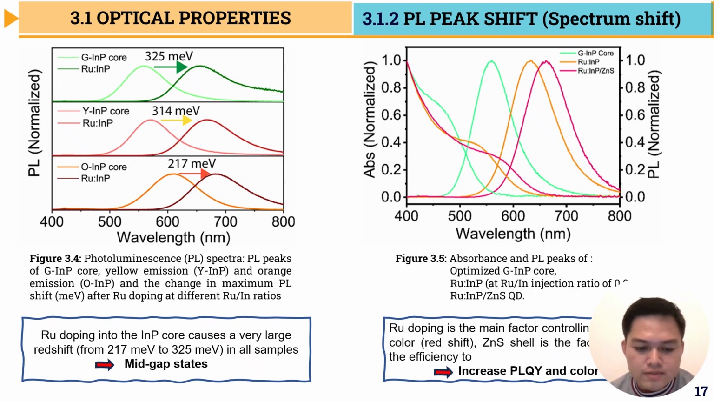This slide shows the PL spectra for yellow and orange indium phosphate core after ruthenium doping. They are strongly red-shifted, by 200 meV and 375 meV. Ruthenium mass controls the emission color, while the zinc sulfide shell improves PLQY and stabilizes the color.